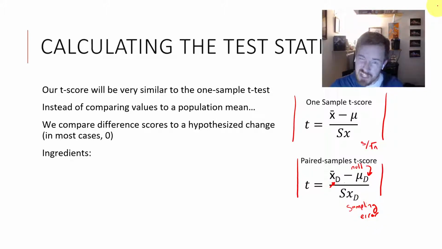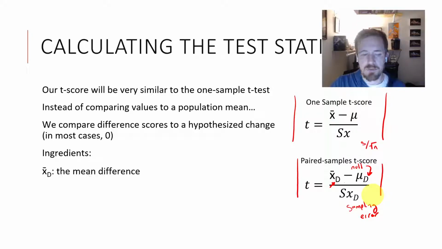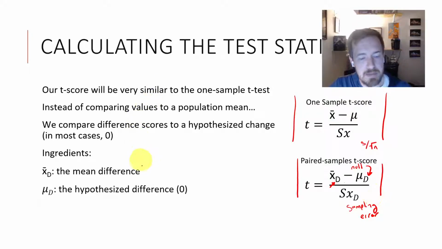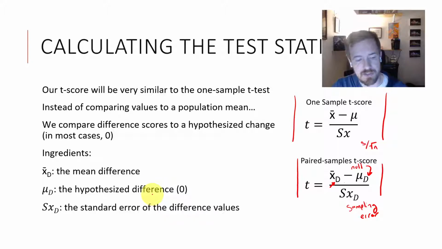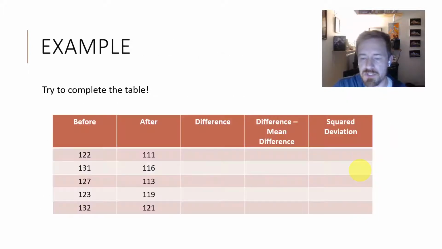Alright, so in most cases, this mu D is just going to be a big fat 0. It's just going to be 0 because your null hypothesis is predicting there to be no difference between your samples, which means that it would be a difference of 0. Now, the ingredients that we need here are the mean difference, the hypothesized difference, and the standard error of the difference values. So for all of this, like I mentioned at the very beginning of the chapter, it's maybe less that we are testing two samples and more that we are testing the difference between those two samples.